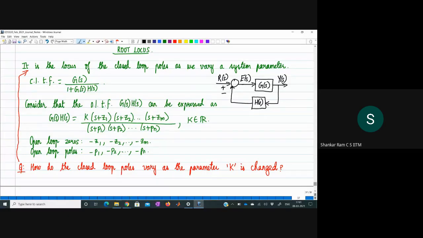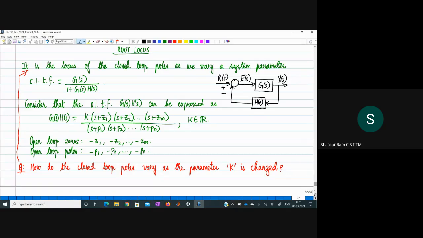Today we will get started with our discussion on root locus. This is a very useful technique to design closed loop control systems and also to figure out the controller parameters that will ensure both closed loop stability and closed loop performance. So that way it is pretty useful.